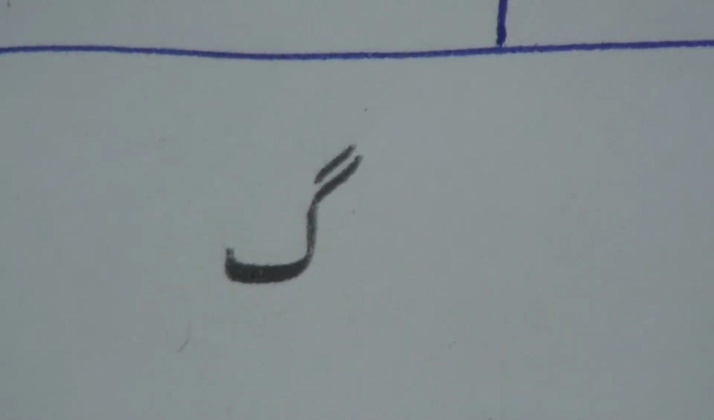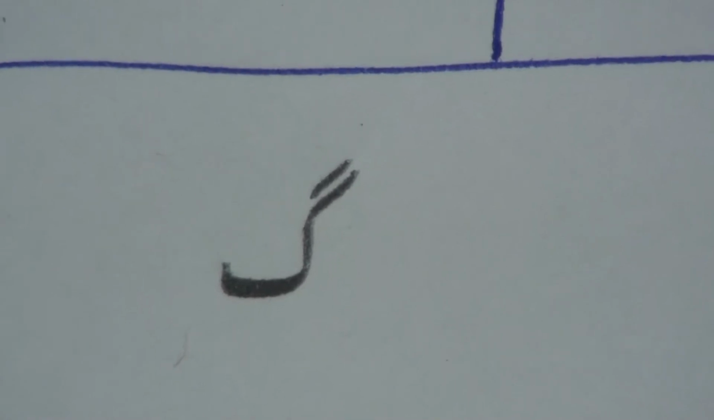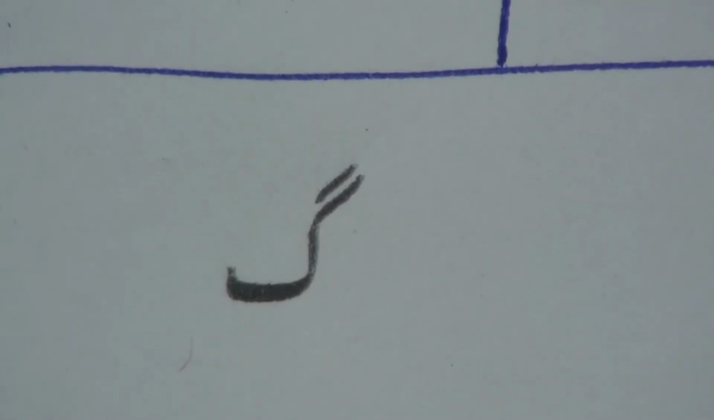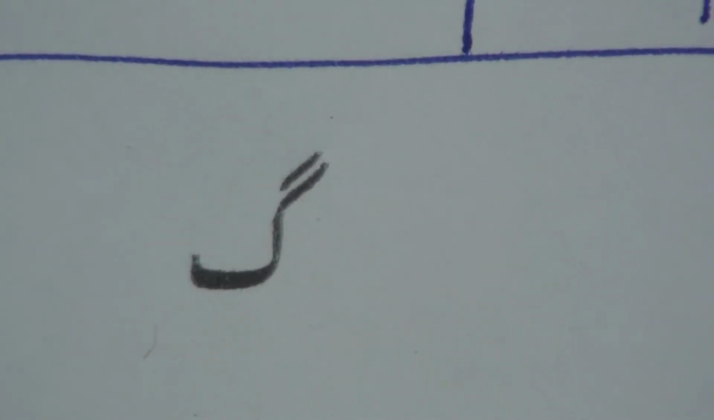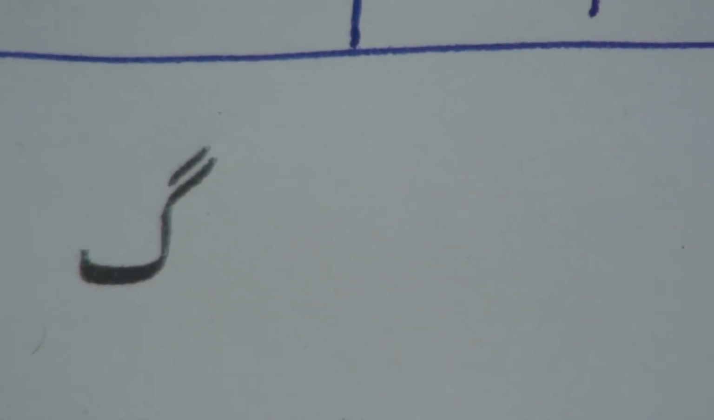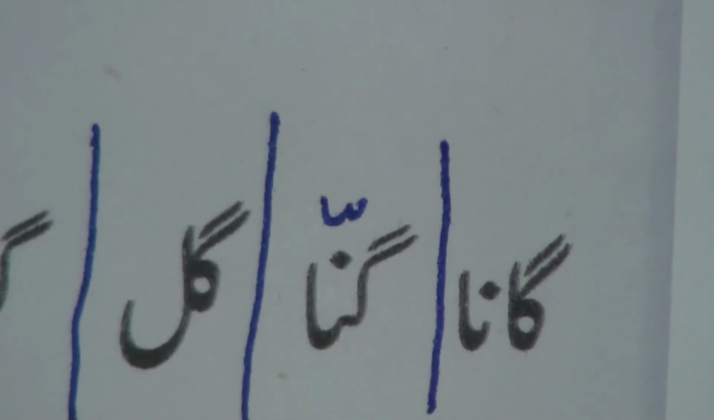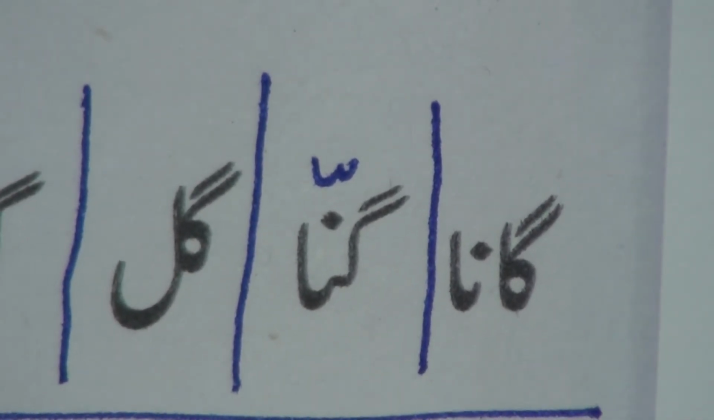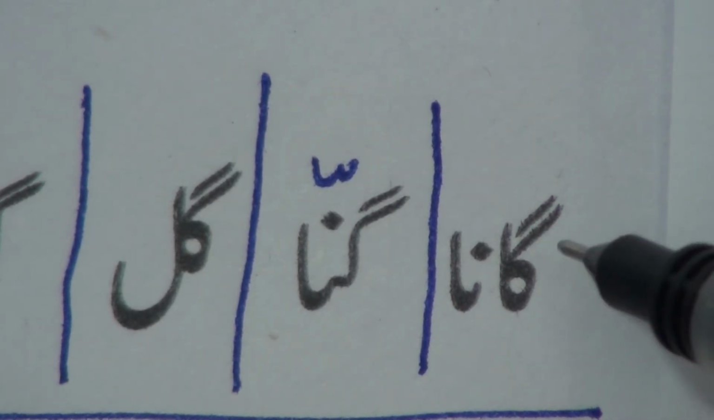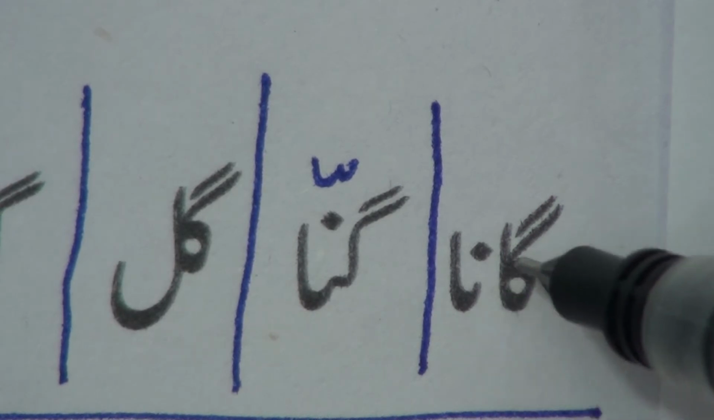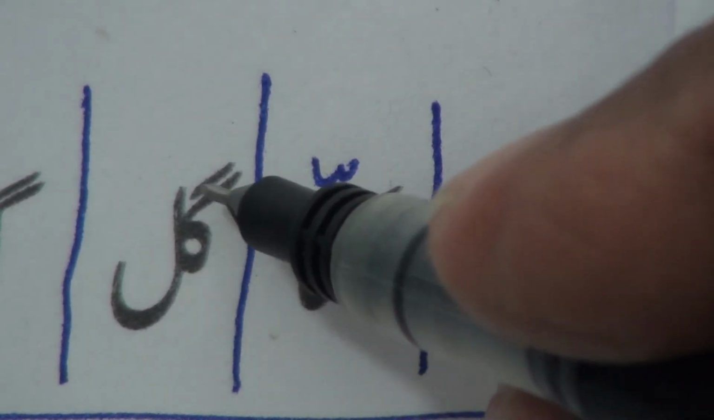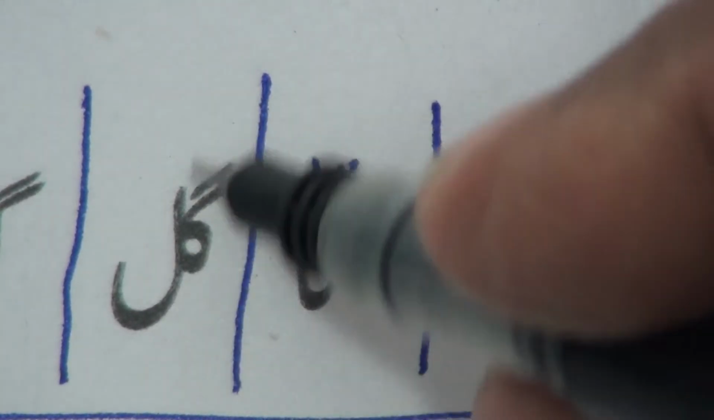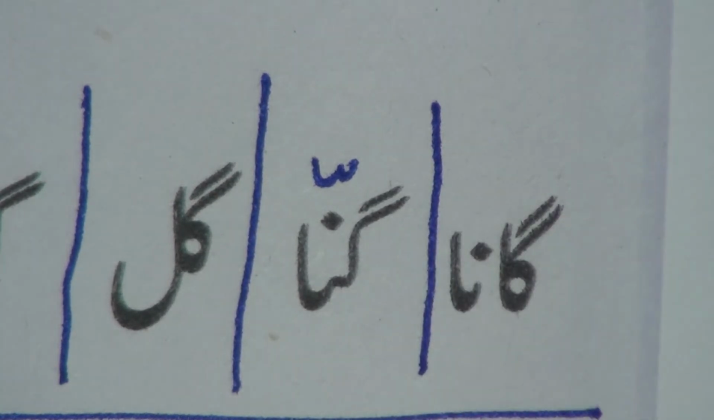And after kaf, this letter is gaf. Its shape is also like kaf when it is followed by alif or lam. Here gaf and alif, gana. Gana means song. Here gaf and lam, gul. Gul means flower.